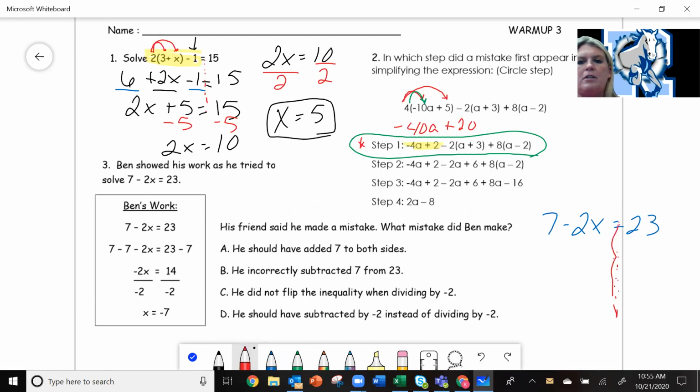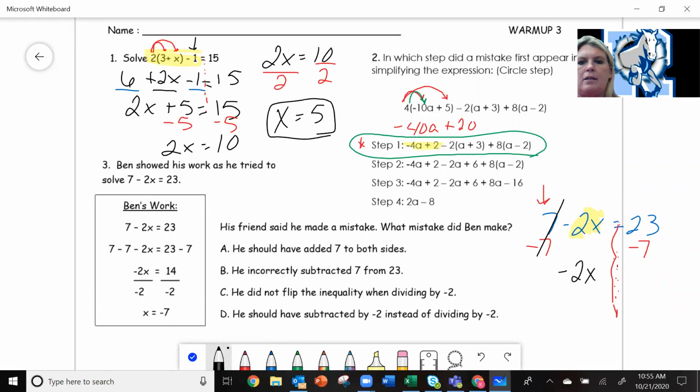So on the equal sign, I'm going to put a dotted line. I'm trying to get x by itself. What is being added or subtracted to it? This positive 7 is. So to move it to the other side, I'm going to subtract 7 from each side. When I do that, this cancels and I get negative 2x equals, well, 23 minus 7, what is that? It should be 16. And then you would divide by negative 2 to get x equaling negative 8.